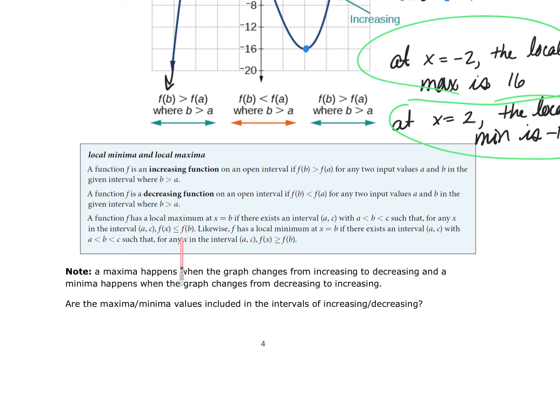So in other words, the largest output in that interval is going to be the interval in which we have f of b as the output. Another way you want to think about it is if I come in increasing and I leave decreasing, then at that point, I have a turning point, and that's the location of a maxima. Likewise, for a local minima, f is equal to b, there exists an interval from a to c, in which a is less than b, which is less than c, such that for any x in the interval a to c, f of x is greater than or equal to f of b. So in other words, f of b is the lowest output.